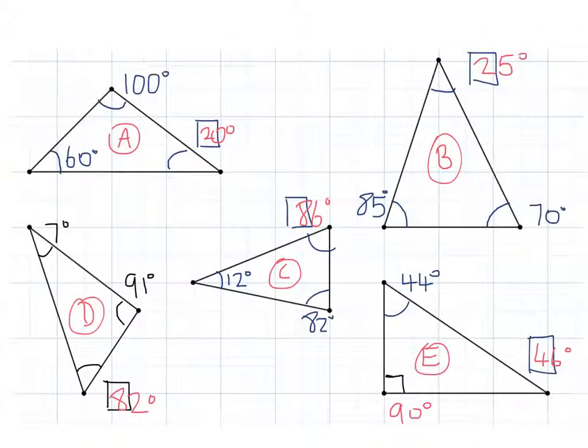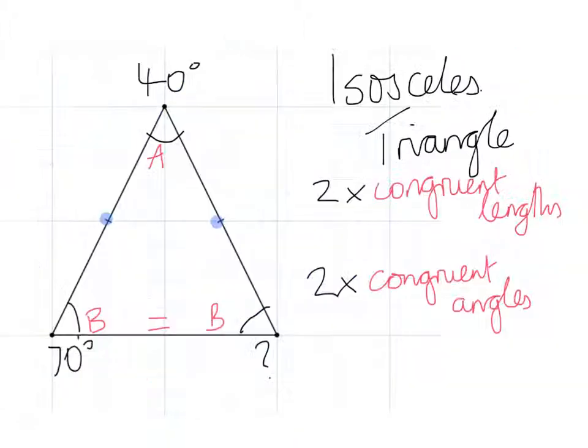Here are your answers. If you found you've got some of them wrong, have another check of your additions and your subtractions. Now we'll just quickly look at finding the angles of an isosceles triangle. If you remember, isosceles means that it's got two congruent lengths, and it's got two congruent angles. I think of isosceles, you've got two eyes, isosceles. You can see on the diagram that the top angle will be one number, and the two bottom angles will be the same. So 70 degrees and 70 degrees would be at the bottom.